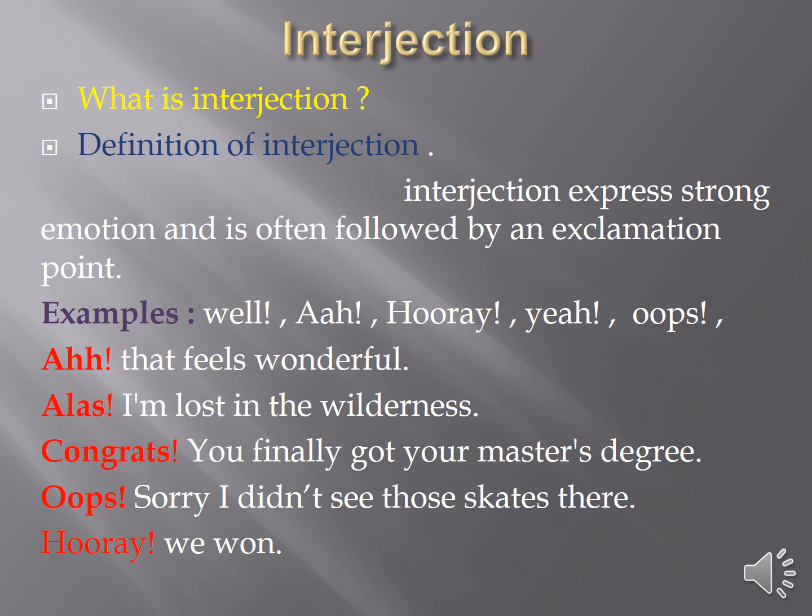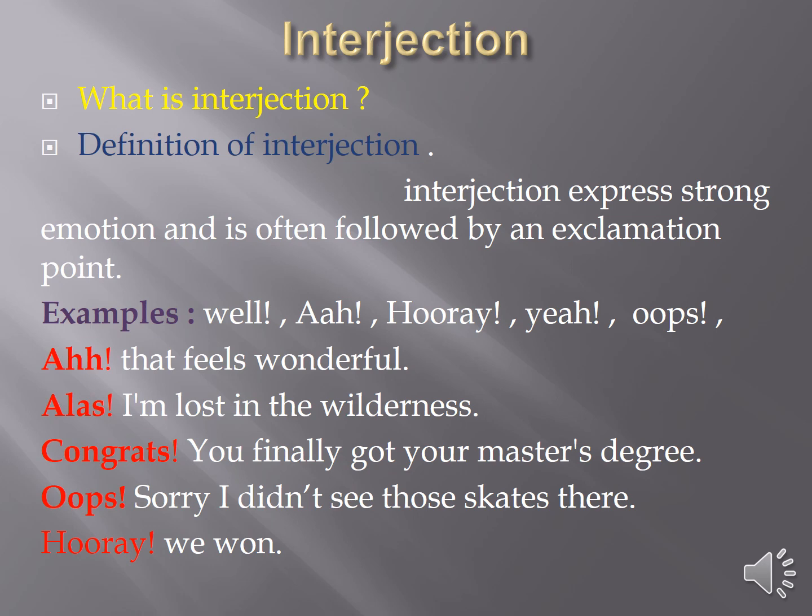So what is an interjection now, children? The definition of interjection is: an interjection expresses strong emotion and is often followed by an exclamation point. Every time we get surprised, or something happens to us which we never expected, we can say these kinds of words are interjections. For example: well, hurrah, hooray, yeah, oops. These are the words which we use as exclamations.